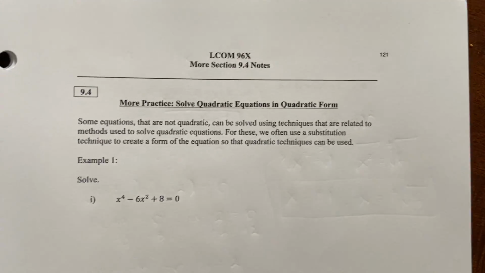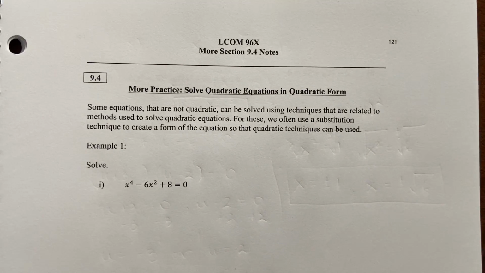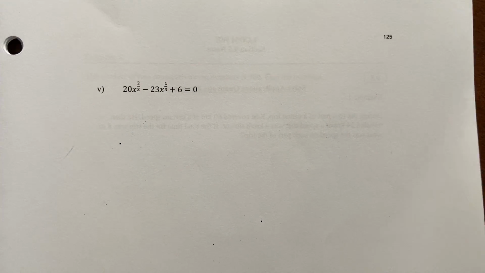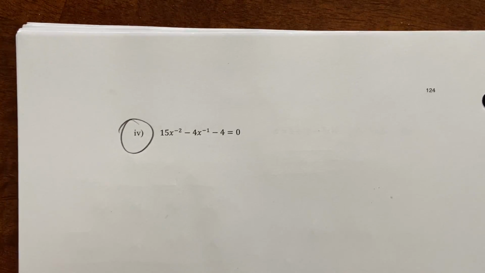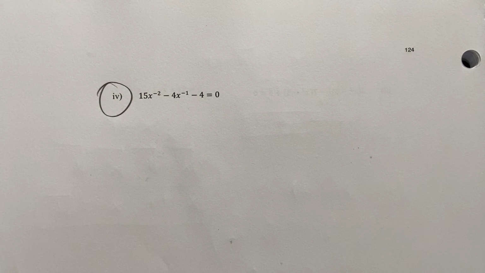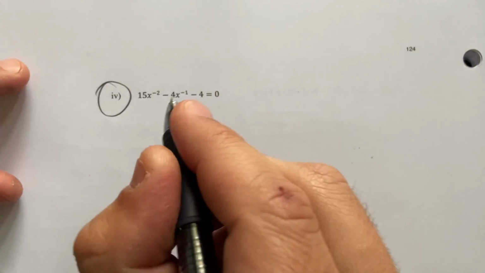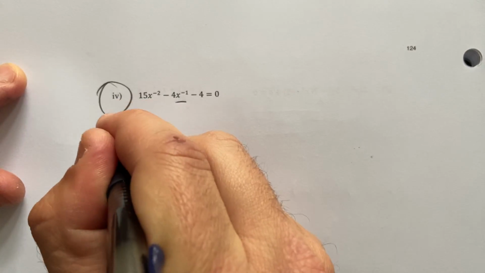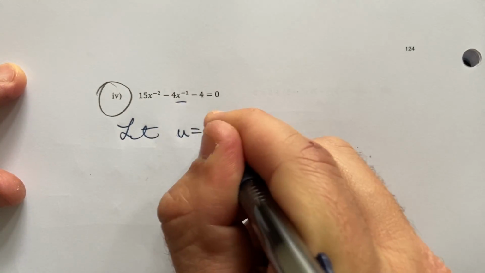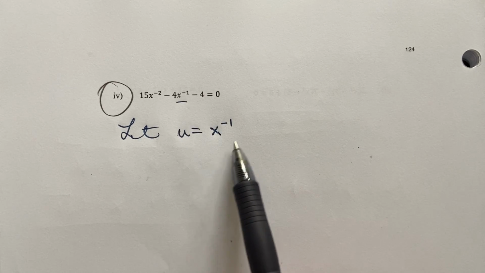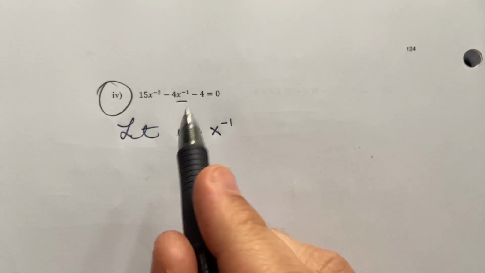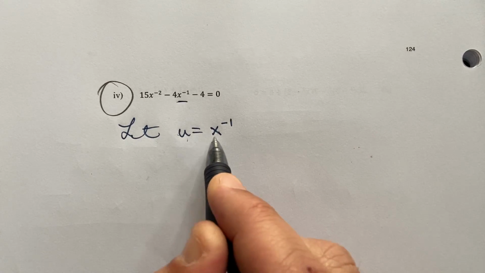I have more 9.4 stuff, even throughout page 121, all the way through to page 125. What I'll do is look at page 124, and this will be the last one I do in this video. All right, so here I'm going to let u equal x to the negative 1. This sometimes is the hardest thing to decide, like what substitution to make. In all the cases we've done, it's been the middle variable that we let equal u.